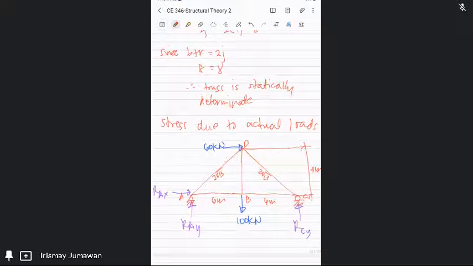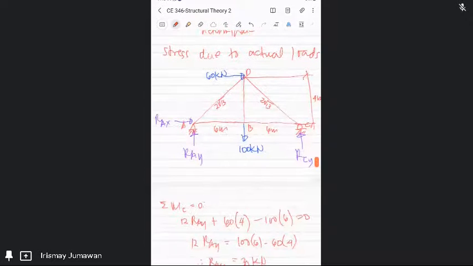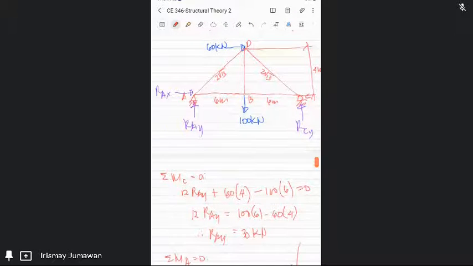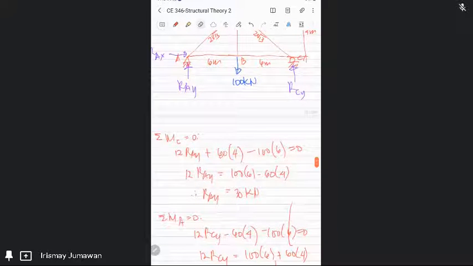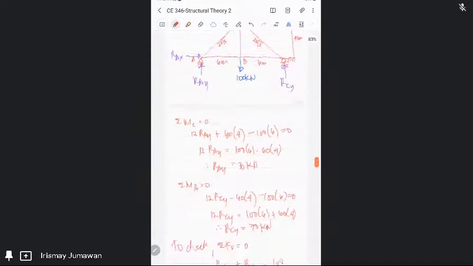That is 7.211. Okay, so next you take the summation of moment at the reaction, either moment at A or moment at B. So you solve for the reactions. You already know this because you know how to do the bar force. So again, we have the reactions.